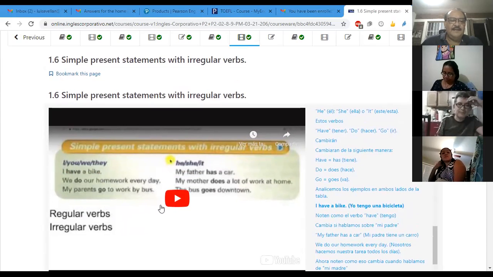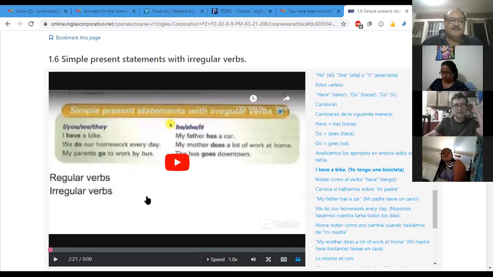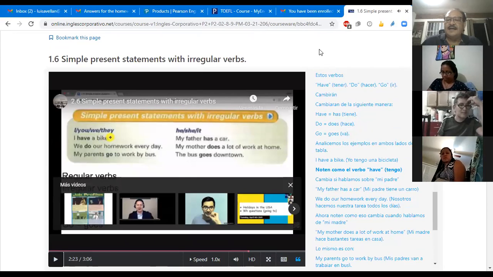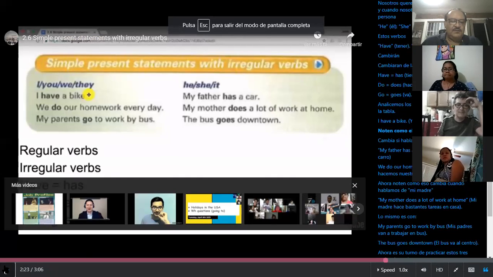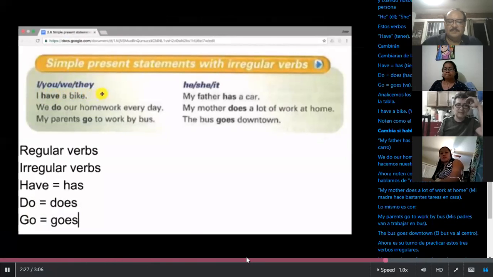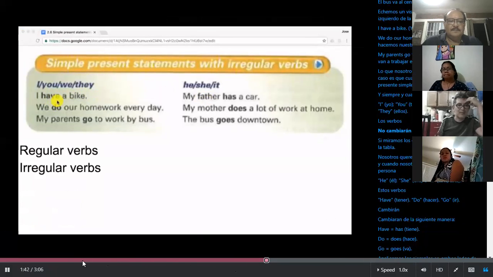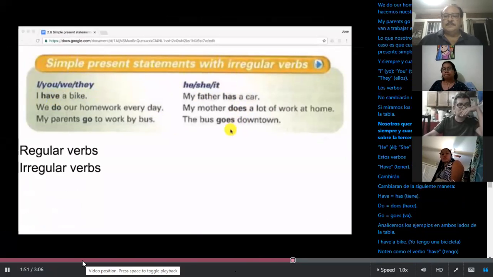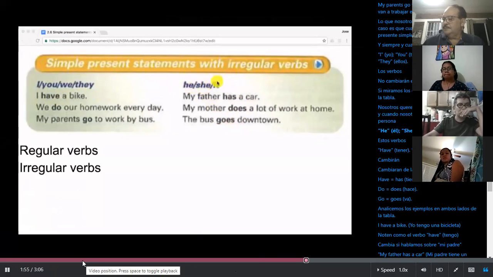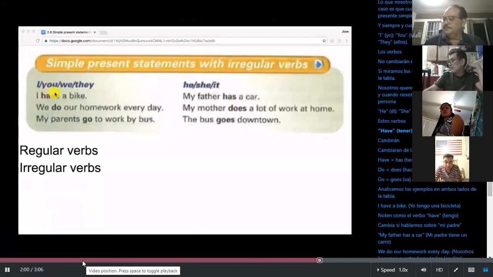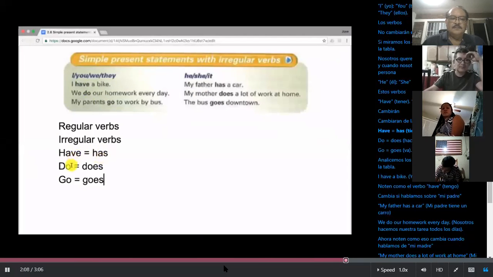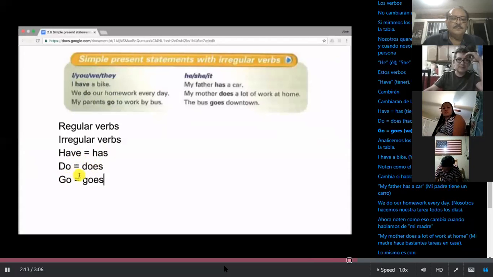So we were talking also about the regular verbs and irregular verbs. Remember that they call it regular and irregular. Notice the group, because they have has, have, and goes. If we look at the examples on the right-hand side of the chart, we want to demonstrate that whenever we talk about the third person, he, she, or it, these verbs have, do, and go will change, and they change as follows. Have equals has, do equals does, go equals goes.